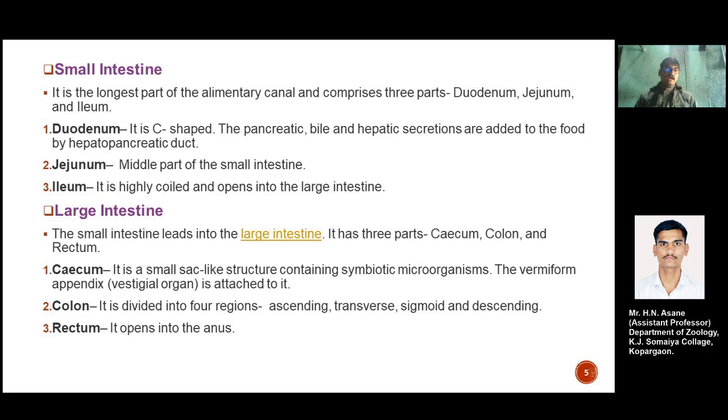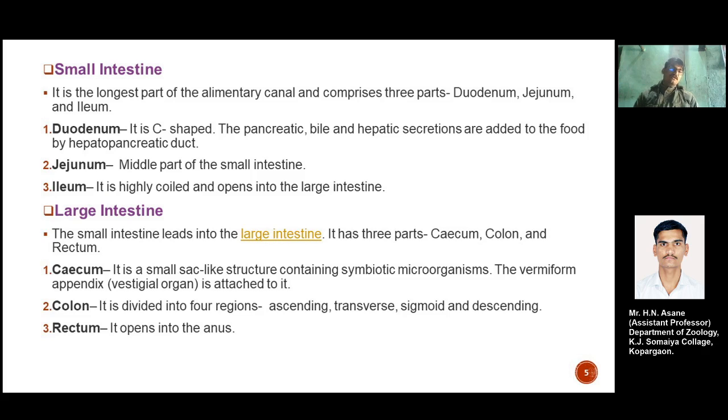The cecum is a small sac-like structure that contains symbiotic microorganisms. In humans also, the vermiform appendix is nothing but the cecum, and it is a vestigial organ. It is attached to the large intestine.